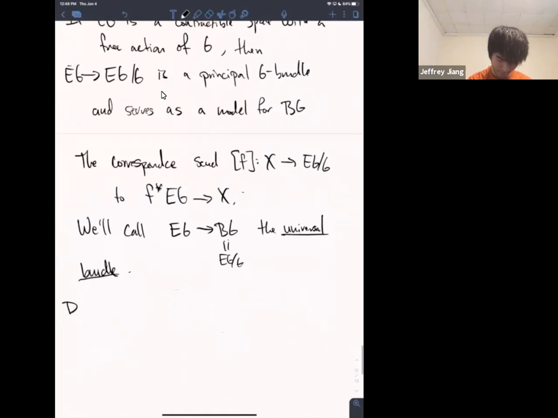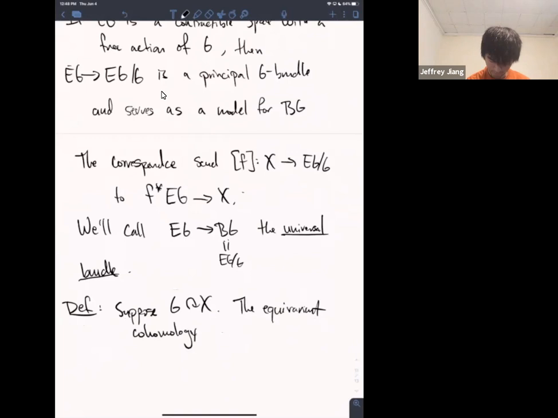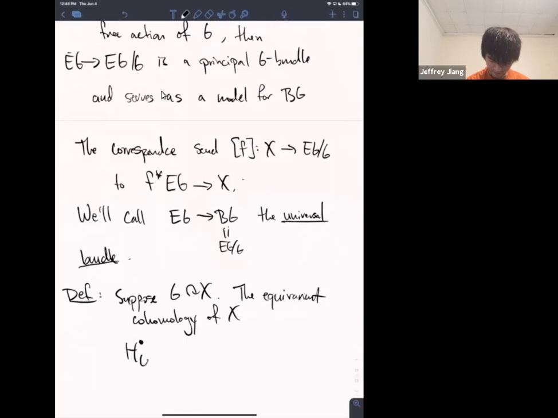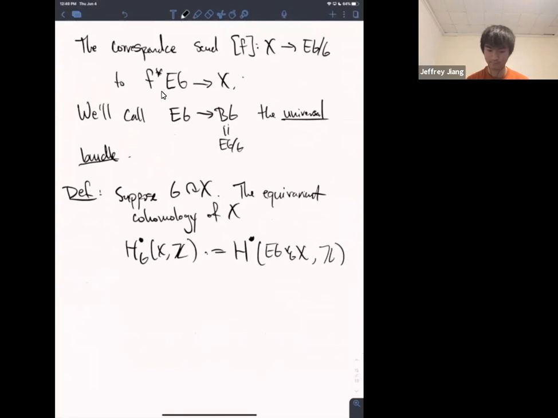Okay. So here's another definition. Suppose G acts on some space X. Then the equivariant cohomology of X, which we're just going to denote by H sub G of X, with coefficients in Z, but you can use whatever coefficient group you want, is defined to be the ordinary cohomology of the total space of an associated bundle, EG cross over G with X, again with whatever coefficients you want. So this is the equivariant cohomology of X.